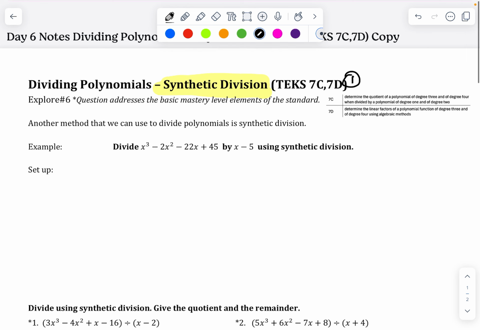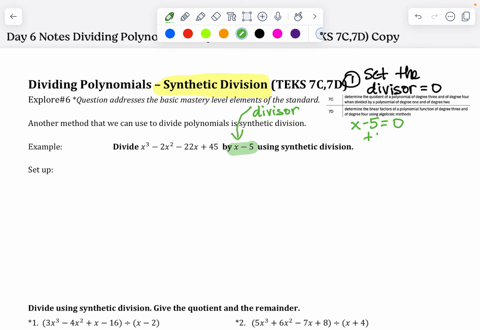Okay, so what we're going to do is our step 1 is we are going to set the divisor equal to 0. So the divisor is right here. So that is my divisor. So I'm going to set that equal to 0. So x minus 5 equals 0. Add 5, and we get x is 5.